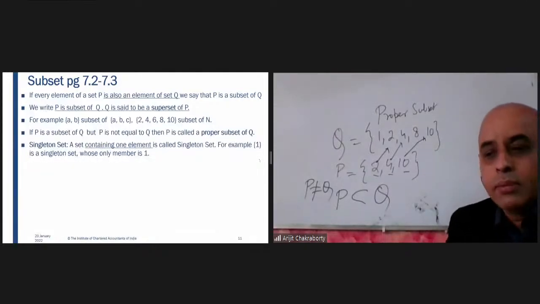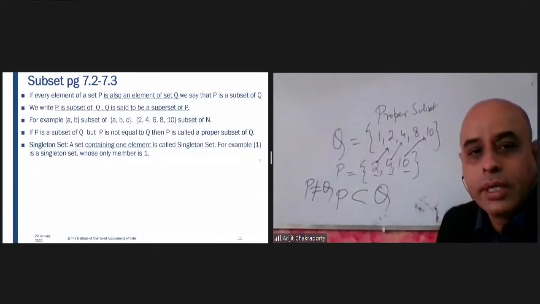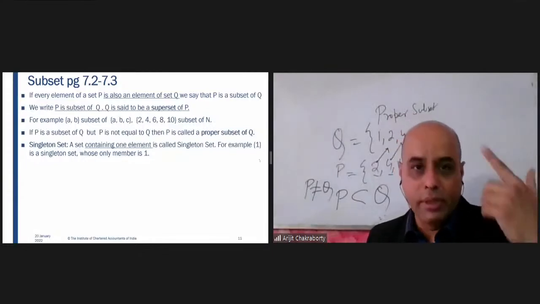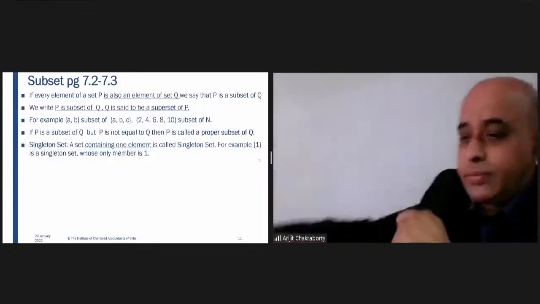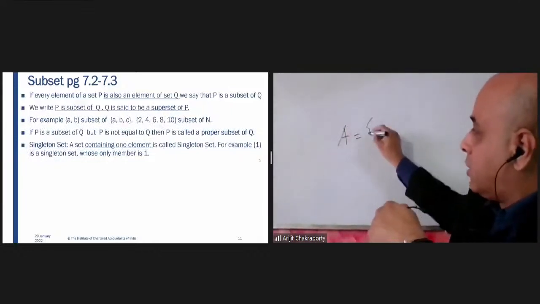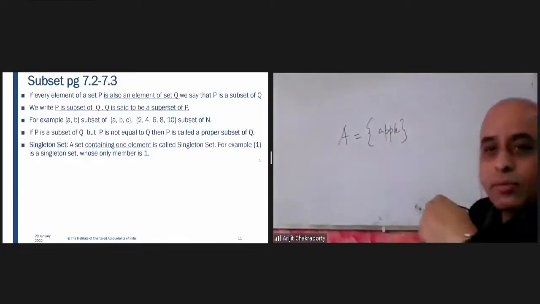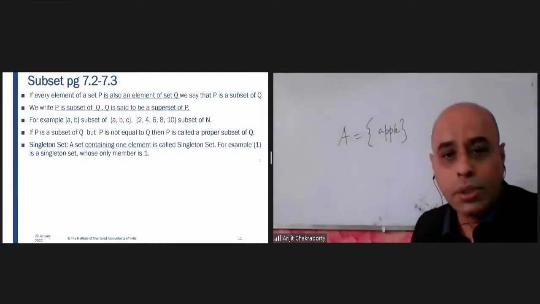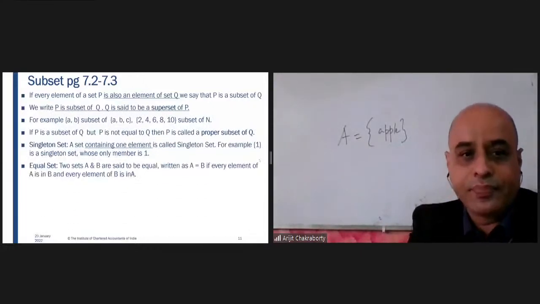Now we come to some terms, very simple terms. Singleton set. Singleton set means it has only one element. Okay. So singleton, as you know, single means one. So if I write something like this, say for example, take a set A and I write only the name of one fruit, apple. Okay. So I have written only one fruit. So it is a singleton set, right? So one element is a singleton set.